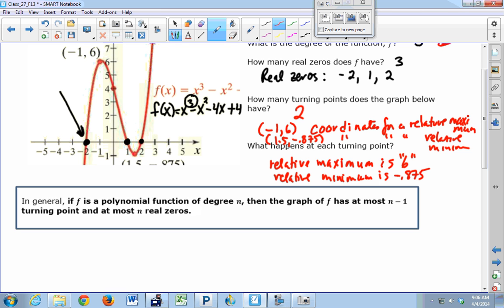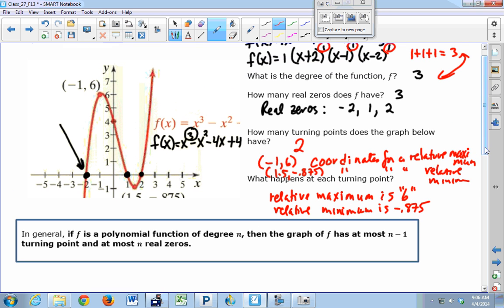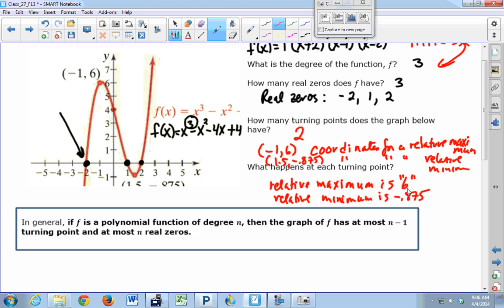So we're on class 25, Ken and Chris, if you don't know where we are, the last part of class 25. Okay, so what happens at each turning point? Well, your function's increasing, increasing, increasing. You hit this turning point, and then you decrease, decrease, decrease. You hit this turning point, you increase, increase, increase. So at each turning point, your function changes from either increasing to decreasing or decreasing to increasing.